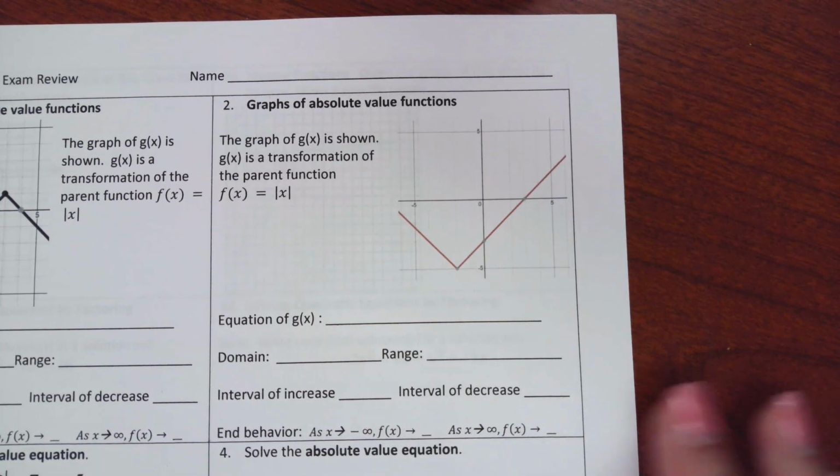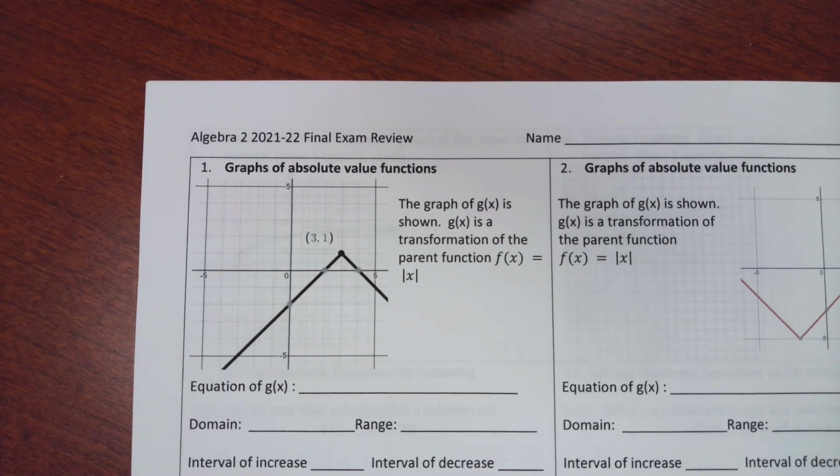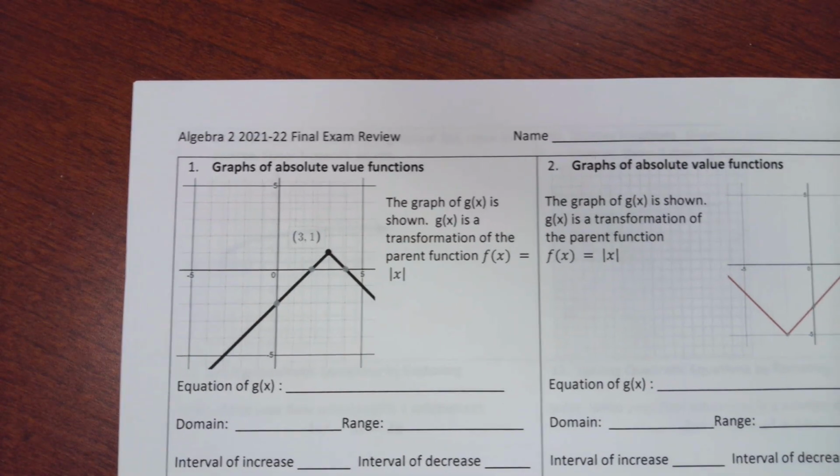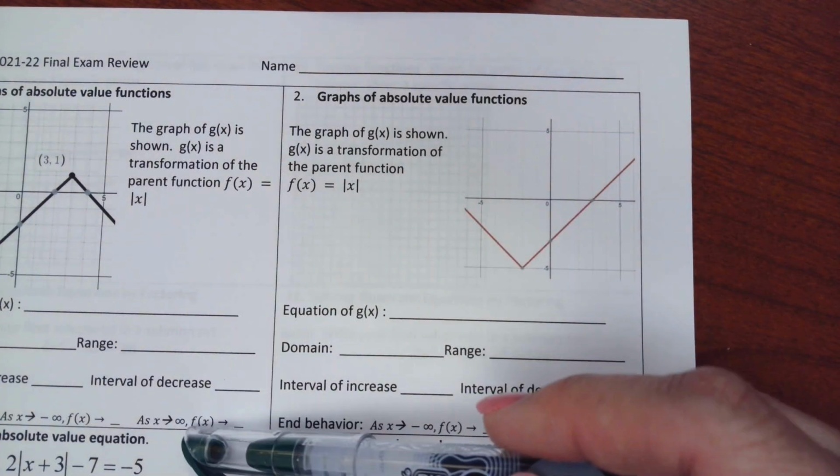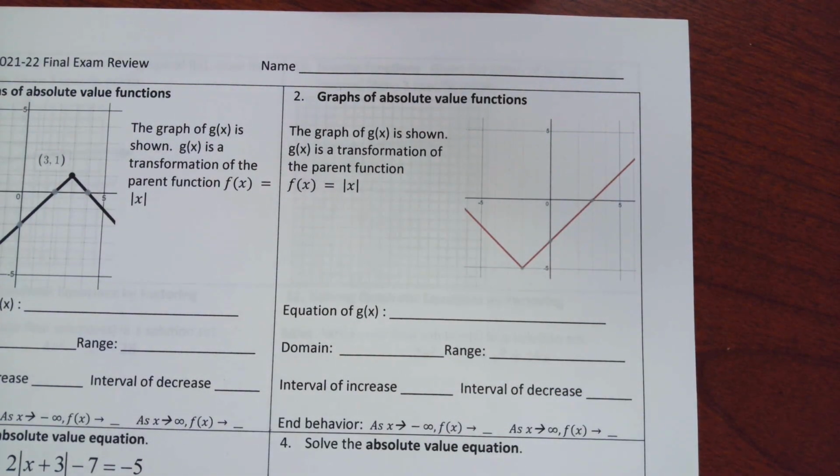Alright, for this review sheet for the final exam for the underclassmen, I'm going to go ahead and do the right side, because we'll be using the problems on the left as examples in class. So I'm just going to go over the right side.